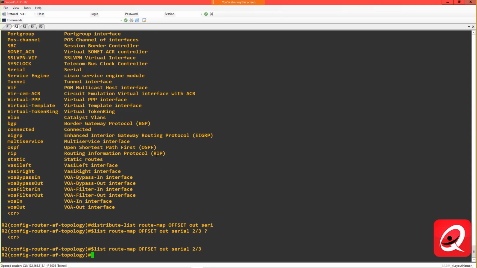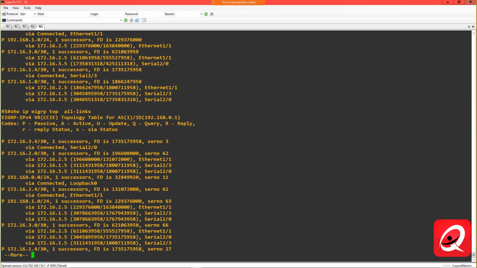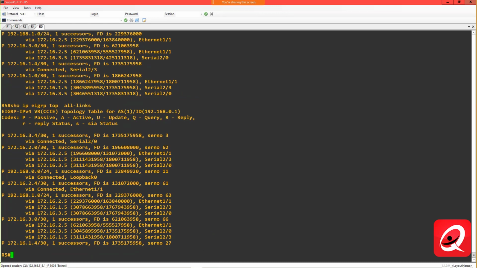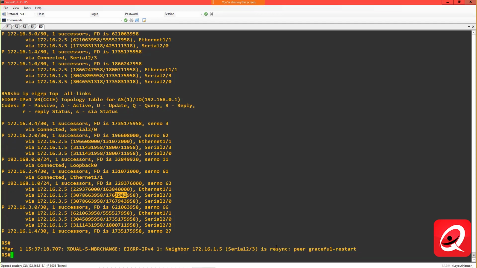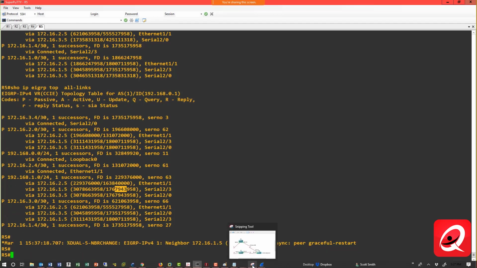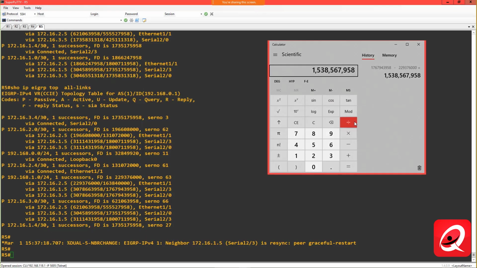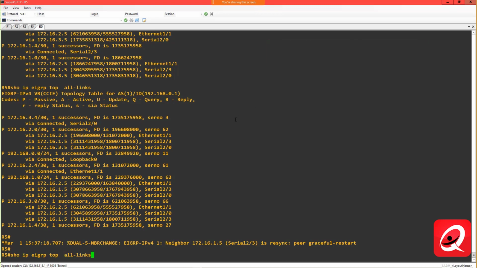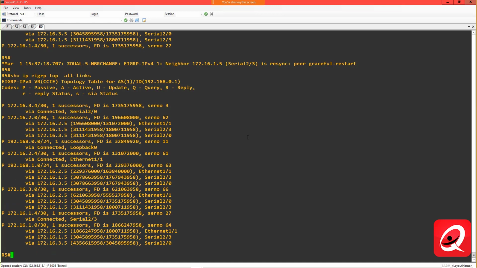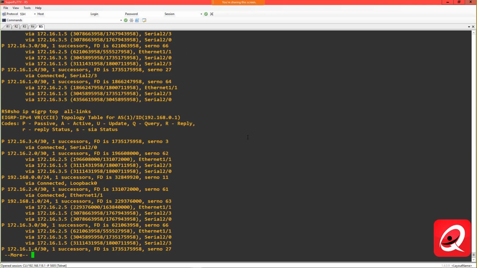And let's see what happens on router 5. What should happen on router 5 is that this reported distance should go down to that value that we calculated here. This value here. It's not going to be enough, actually. That should be enough. Let's see. It didn't work.